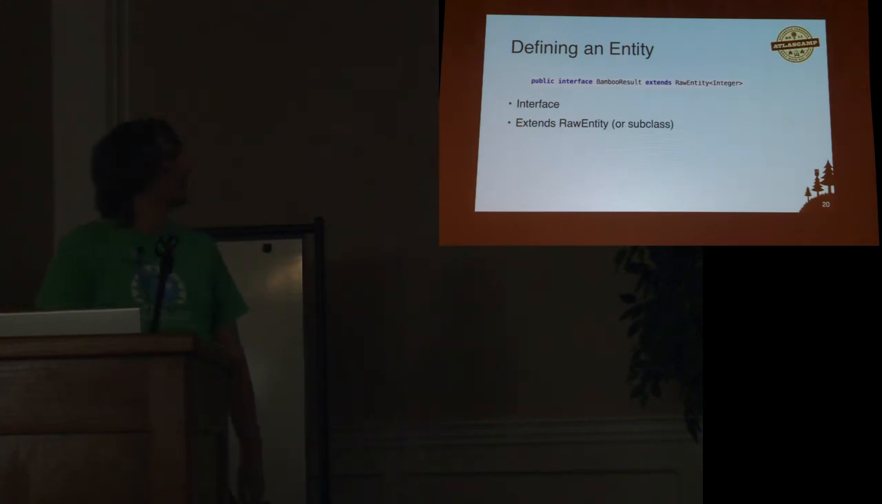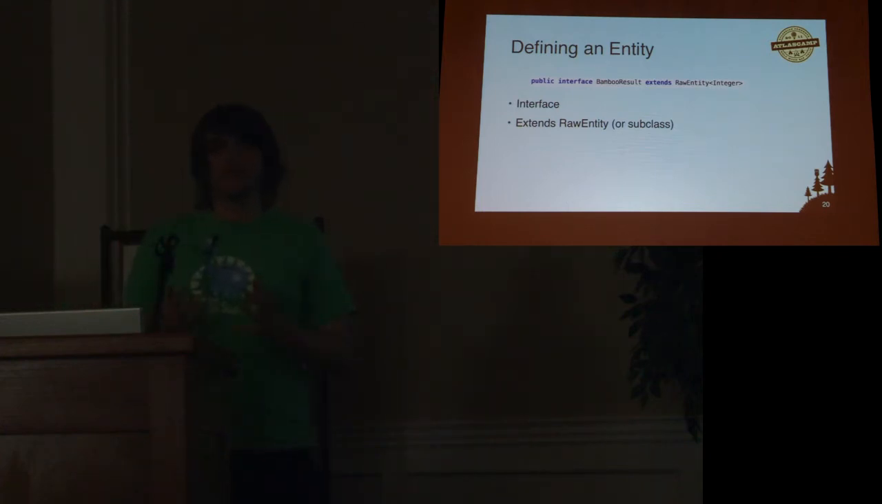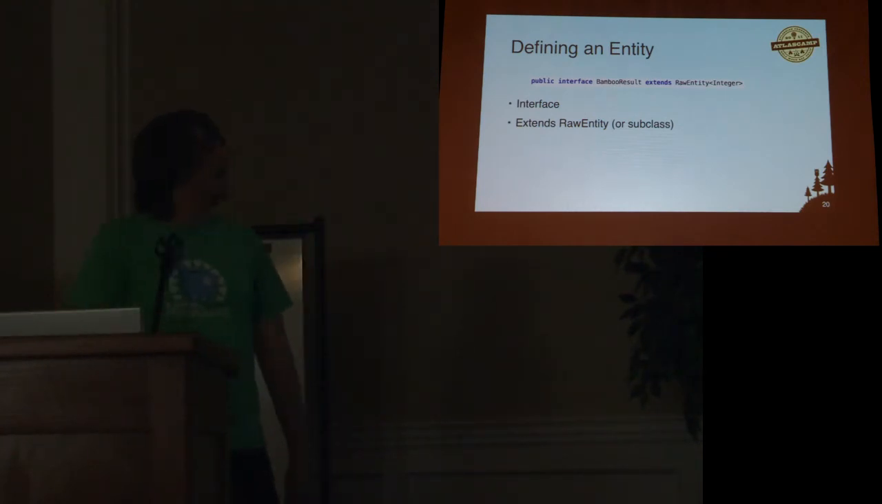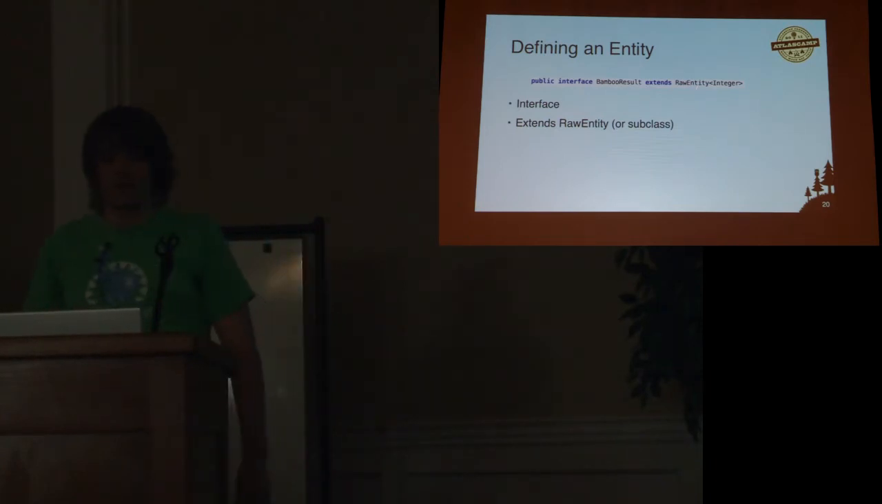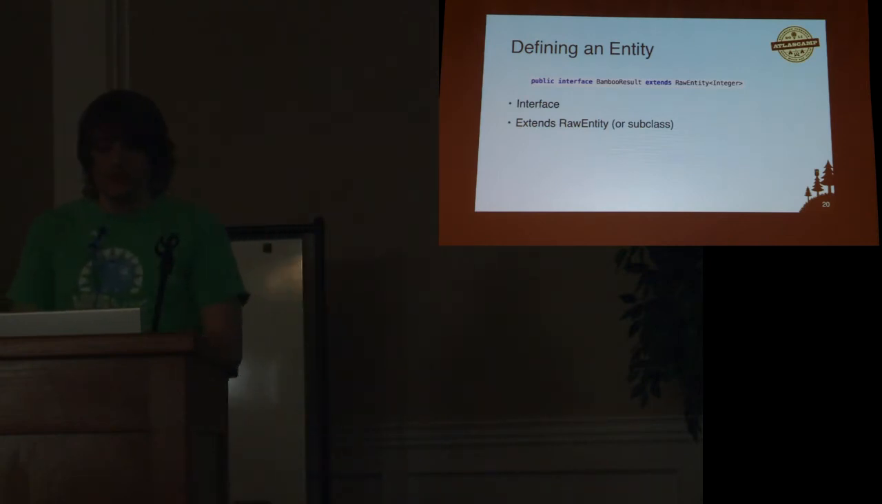Okay, so back to basics. Essentially, we have to define an interface to define one of your tables that you want to create, and it must extend RawEntity. That RawEntity class provides a bunch of methods. I'll look at them later on. And essentially, it's parameterized by what your primary key is, whatever the type is. You could define your entity to have a string, whatever type you wanted.